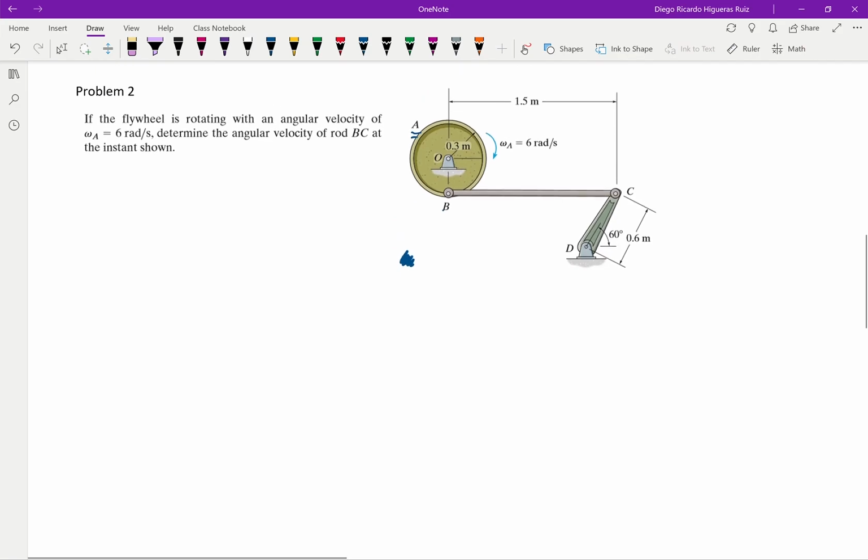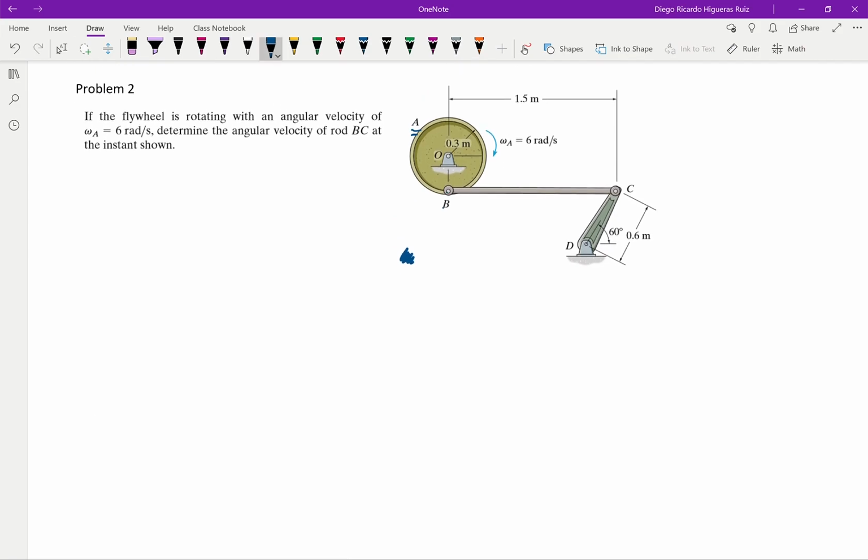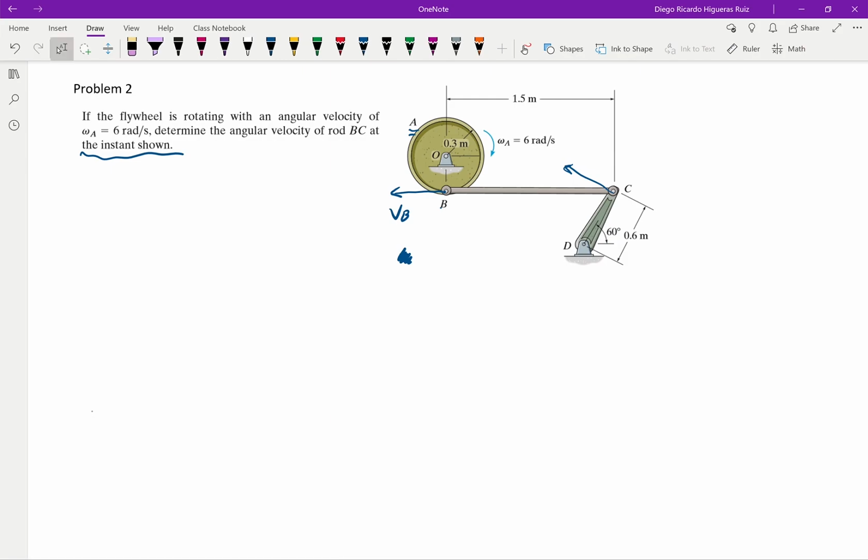So the flywheel is going to be rotating clockwise. So we're gonna have a velocity. I'm just doing a quick analysis of the problem. So we're gonna have a velocity that is going like that. It's gonna be VB, right? Now, at this specific instant, I think we're gonna have a velocity just like that, which is gonna be VC.